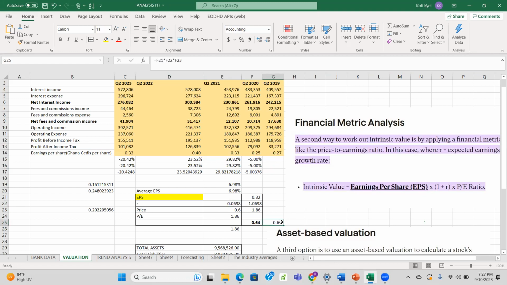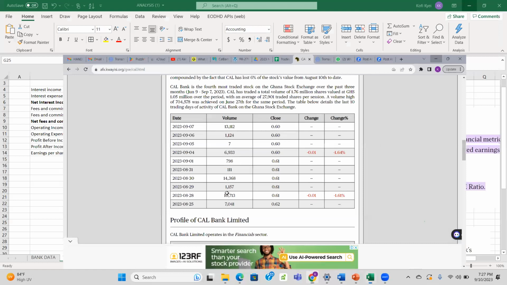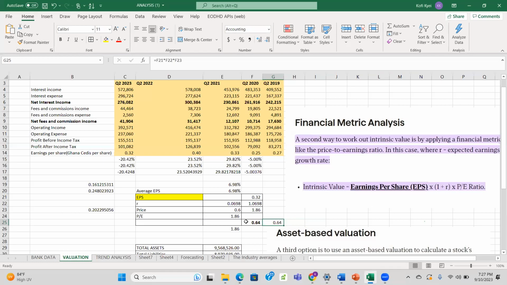So this is your intrinsic value. You compare it to the share price. As you can see, the close price is 60 pesos. With this, you can easily say that this stock is undervalued and it is a strong buy, because the intrinsic value, the fair value, is above what the market is recording.